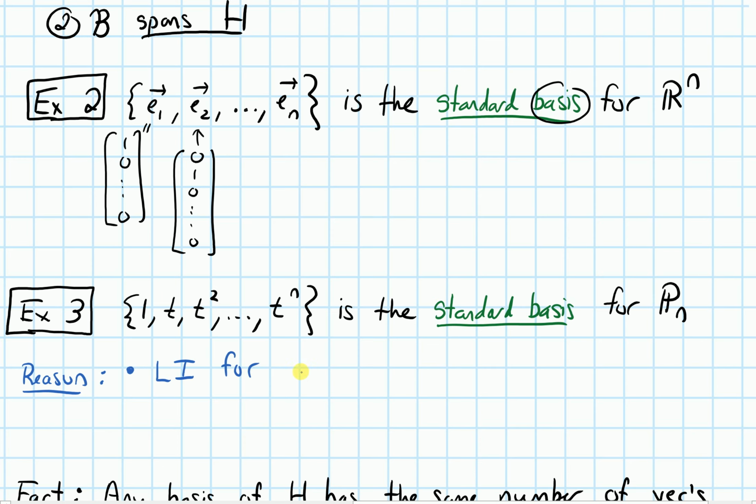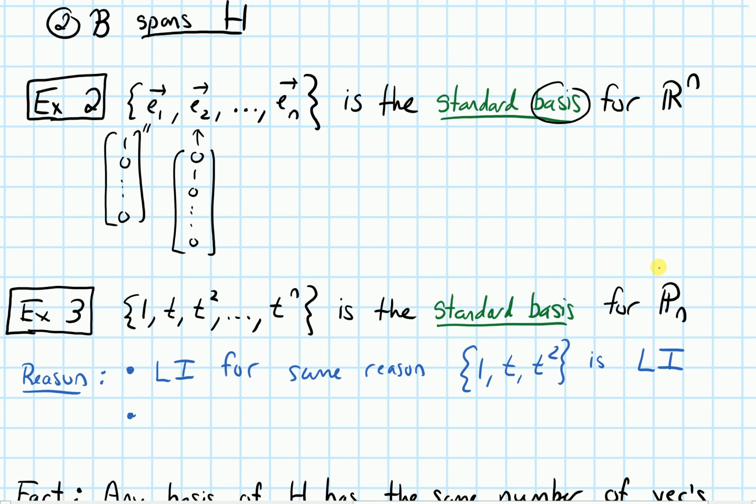They're linearly independent for the same reason that, in our previous example, the set of polynomials 1, t, and t squared is linearly independent. The reason is really similar to that. And these vectors clearly span Pn.